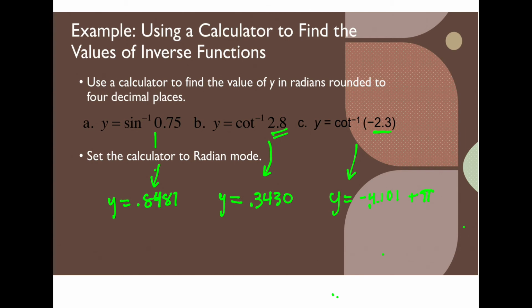Oops, sorry, I have my decimal in the wrong spot there. This is still going to end up negative. Let me just rewrite that. 0.4101. So it's negative. Add pi to that. And try to use the button pi because it's not rounding it to 3.14. That'll give you a little bit more accurate answer, 2.731. That is also in the second quadrant. And so therefore that is our answer for the arc cotangent of negative 2.3.